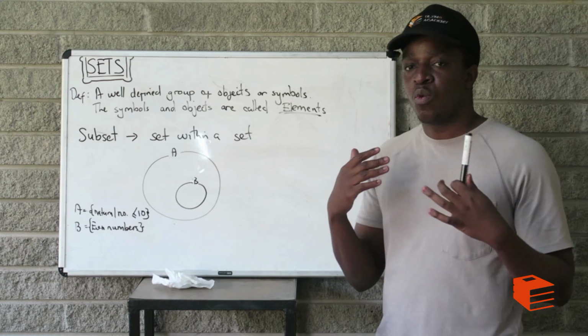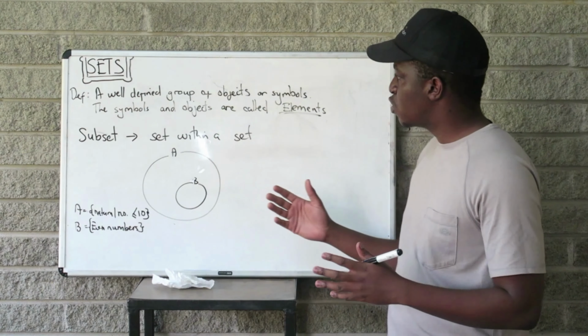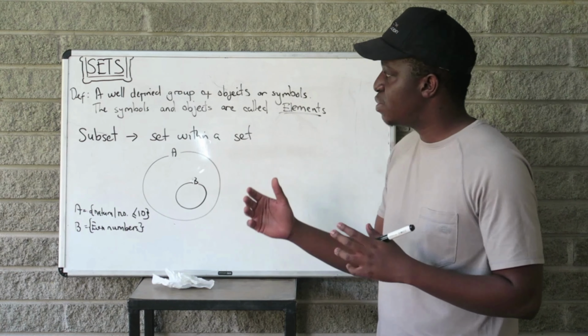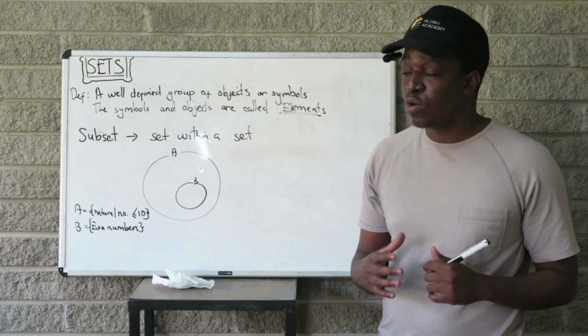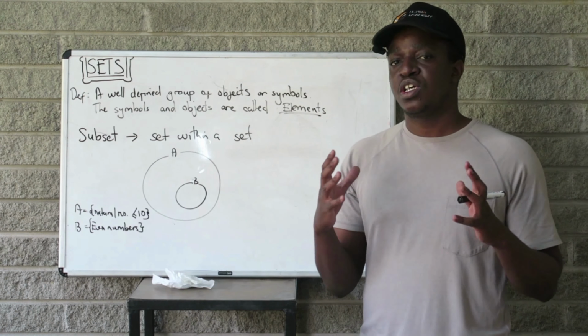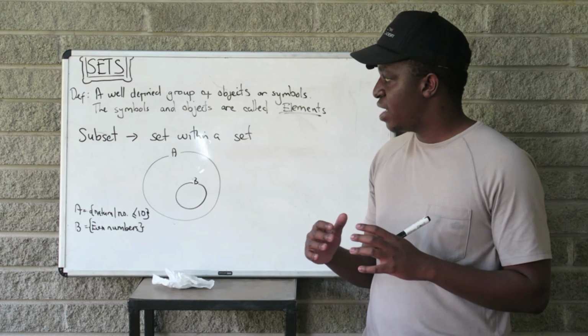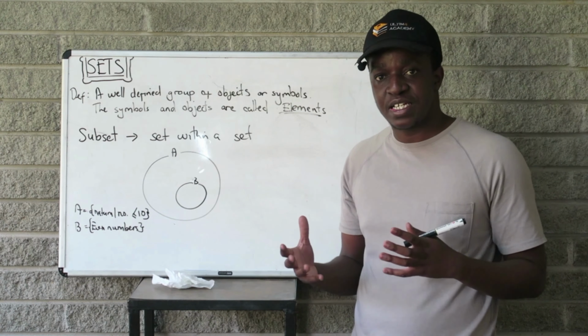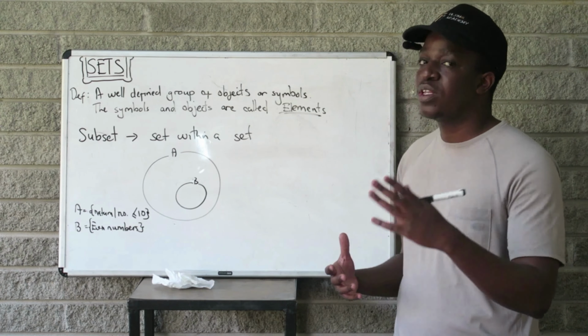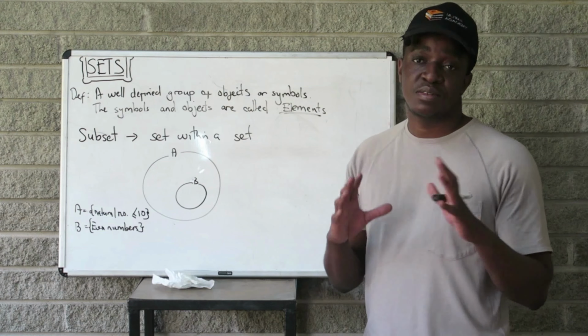Okay, so we learned that a set is a well-defined group of objects or symbols, and the symbols in the set are called elements. So we're going to learn about what a subset is. A subset is just a set within a set. I know that sounds confusing, but bear with me.